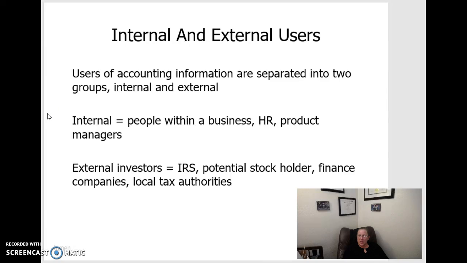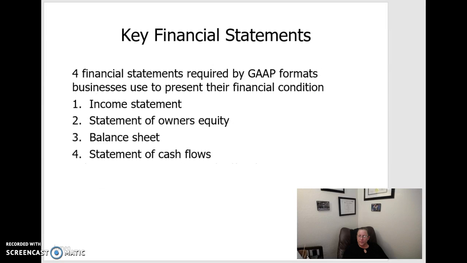And so internal and external users are users of accounting information, and we separate them into two groups. Internal is people within the business, such as human resources, product managers, employees, and then external investors are people like the IRS, potential stockholders, finance companies like banks, and local tax authorities.